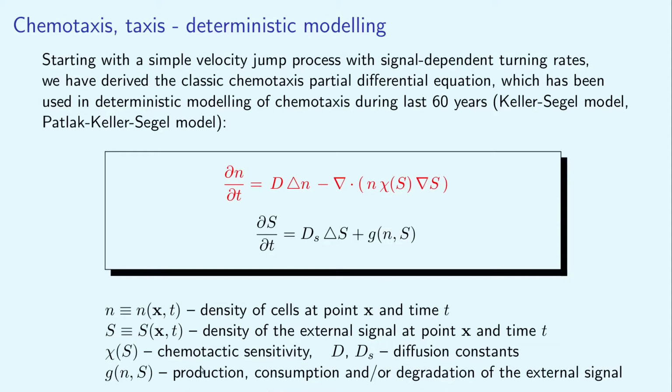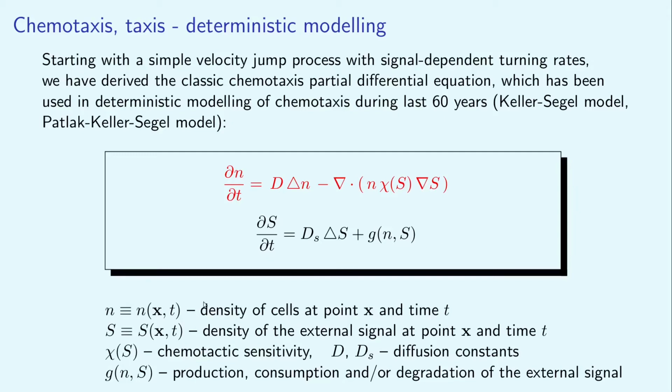Starting with a simple velocity jump process with signal-dependent turning rates, we have derived the classic chemotaxis partial differential equation, which has been used in deterministic modeling of chemotaxis during the last 60 years. I have written it as two partial differential equations, one for the density of cells and the other one for the density of the external signal.